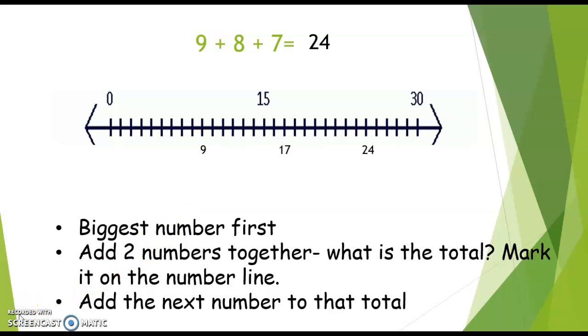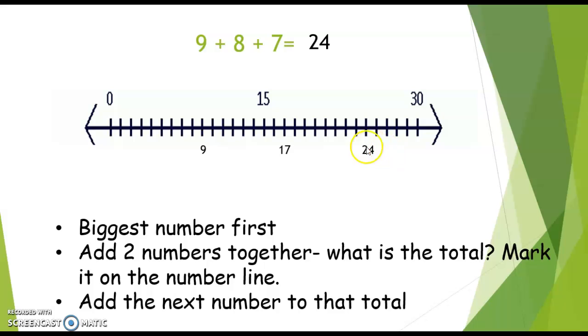So your task now is to look at the worksheets that you've got, and you are going to have a go at adding 3-digit numbers using a number line. Remember, when you do it, think about the biggest number. So let's start with the biggest. Add 2 numbers together first. What's the total of that? Make sure you're marking them on the number line.